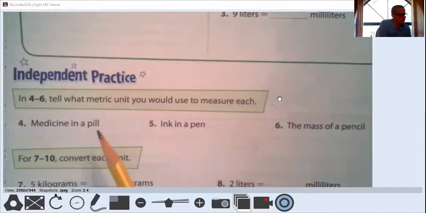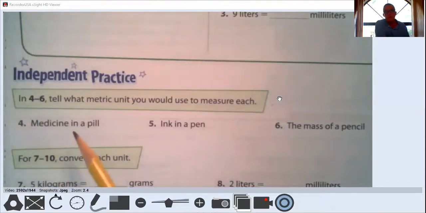So I'm going to say probably a milligram. We're not talking liters here. We're talking a gram, something that we put on a balance back and forth. So I would say a milligram here, since we're not talking about liquid. We are talking about a solid.